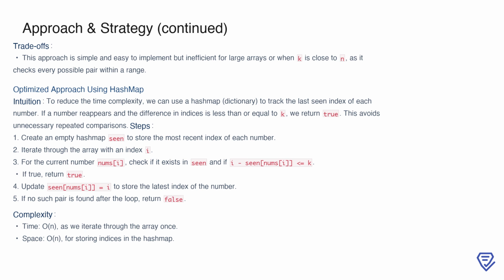Specifically, as we iterate through the array, we check if the current number already exists in the hash map, and if the distance between the current index and the stored index is less than or equal to k. If both conditions are met, we return true.